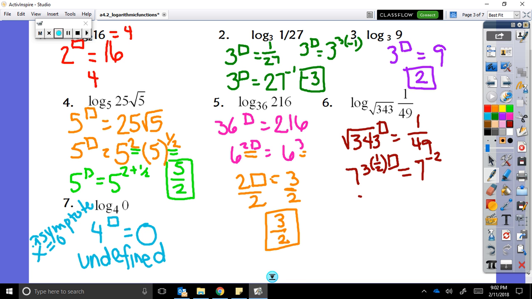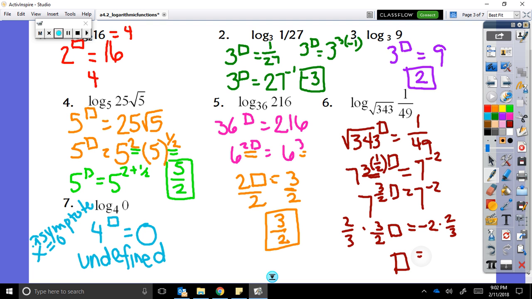Okay, so this is a lot of stuff. Let's combine some stuff. 3 times 1/2 is 3 over 2. Okay, equals 7 to the negative 2. So really the question I'm asking is 3 over 2 times what gives me negative 2? Okay, so you can think about that as multiplying by the reciprocal on both sides. So what power? Negative 4 over 3. Okay, so those are the trickiest kind, I think. 5 and 6 are the trickiest kind of what you're going to see tonight.